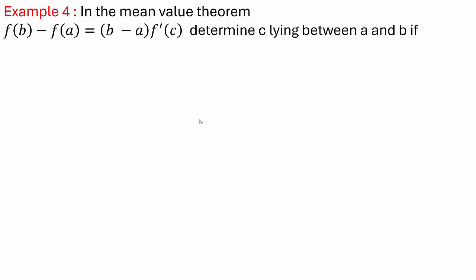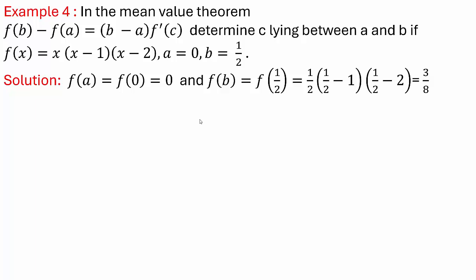Determine c lying between a and b if f(x) equals x into x minus 1 into x minus 2, where a equals 0 and b equals half. This is our problem. For solution, f of a means f of 0. If this x is 0, then this total term is 0. Therefore, f of a equals 0.